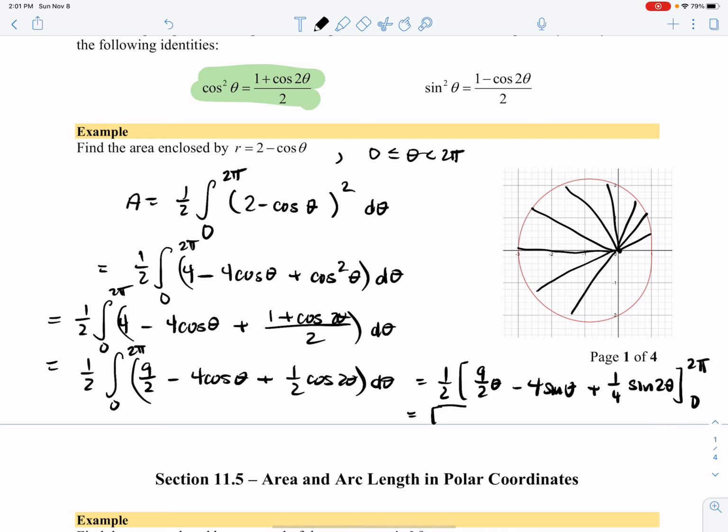And I'm just going to squeeze in the answer here. So when I plug in 2 pi here, that becomes 9/2 times 2 pi, which is 9 pi. Half of that is 9 pi over 2. Sine of 2 pi is 0. Sine of 4 pi is 0. And then when I plug in 0 to everything, all of that is 0. So the final answer is 9 pi over 2. And that's all there is to that one.